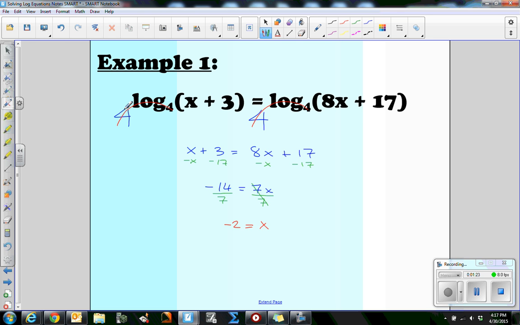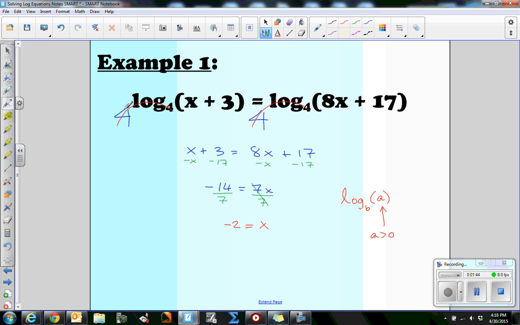We have to check log equations for extraneous solutions. We have to make sure that when we plug in a -2, we are not taking the logarithm of anything. Log base b of anything, that anything has to be positive. It cannot be 0 and it cannot be negative.